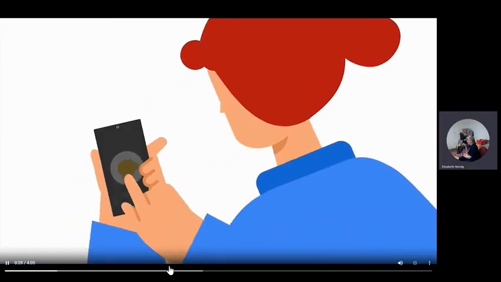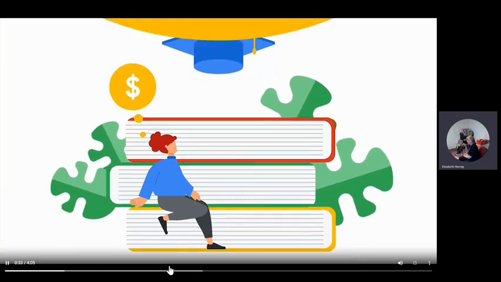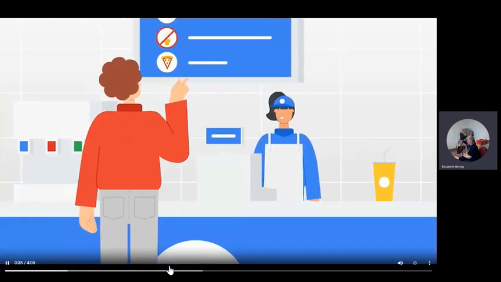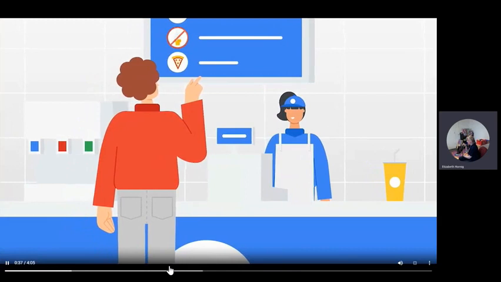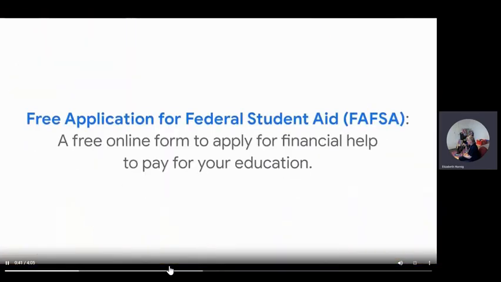Using funds from personal savings, loans, scholarships, working while in school, or some combination are all common approaches to covering the cost of tuition. The free application for federal student aid, or FAFSA, is a free online form to apply for financial help to pay for your education. Types of aid the FAFSA covers include federal grants, work-study programs, state aid, and school aid.